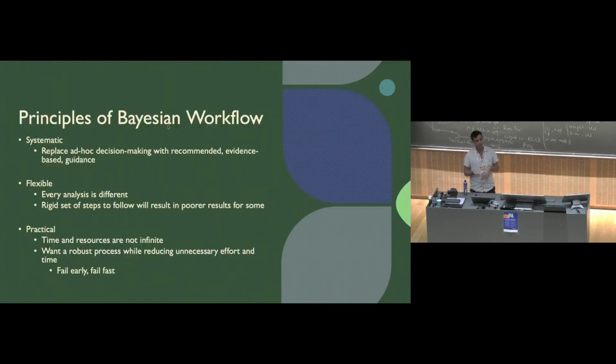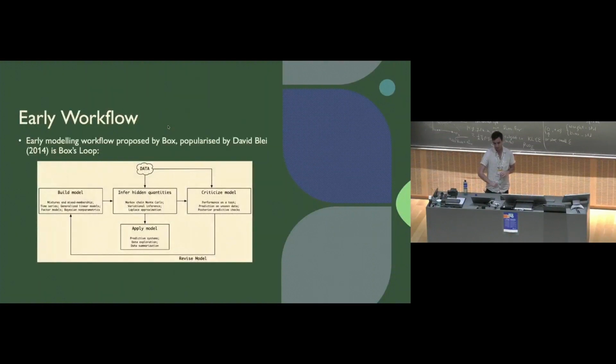You may have already noticed that throughout the past couple of days, you've seen some examples of Bayesian workflow and some Bayesian workflow steps. One of these is Box's loop, popularised by David Blei. And you can see that it follows a fairly similar journey: we've got our data, we build our model, we make our inferences, we criticise, so we check our model, and then we return to the start.